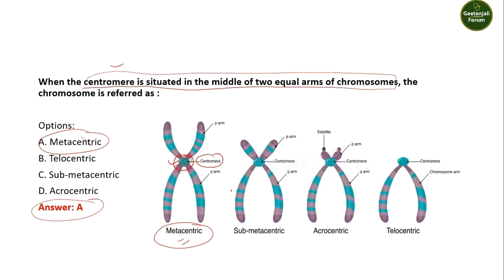So it is metacentric. And what is submetacentric? When centromere is little away from the center. In acrocentric, you can see here the centromere is situated at the edge of the chromosome. And in the telocentric, the second arm of the chromosome is absent. So the answer of this question is metacentric.